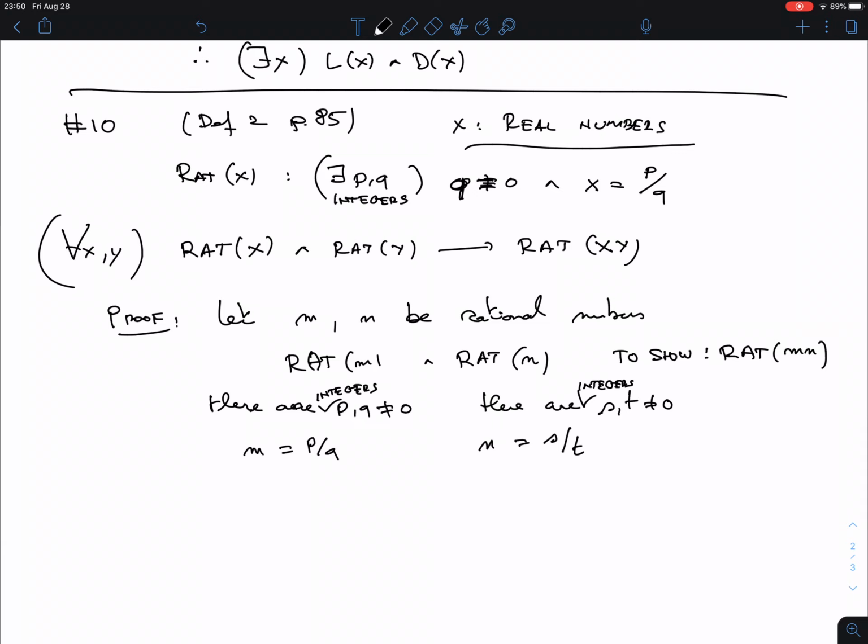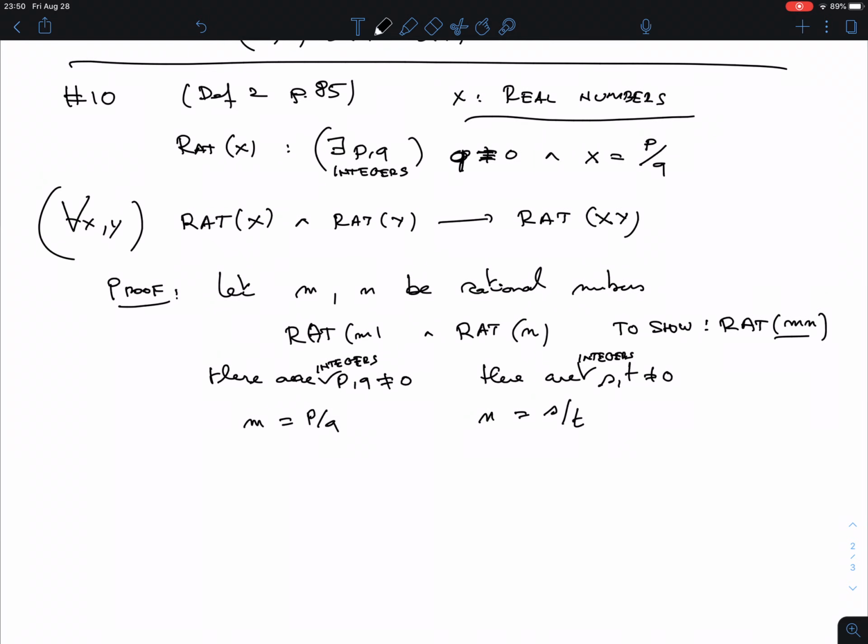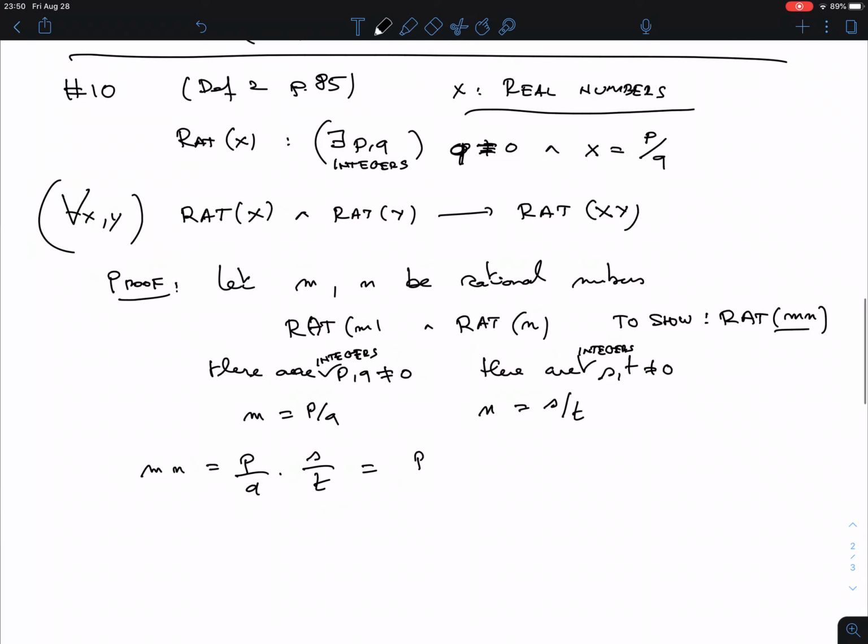Okay, so we have m is p over q, n is s over t. We need to know something about m times n. Well, we have some form. Let's work it out. p over q times s over t. Now, how do you multiply rational numbers? Well, that's very simple. You multiply the numerators and you multiply the denominators.